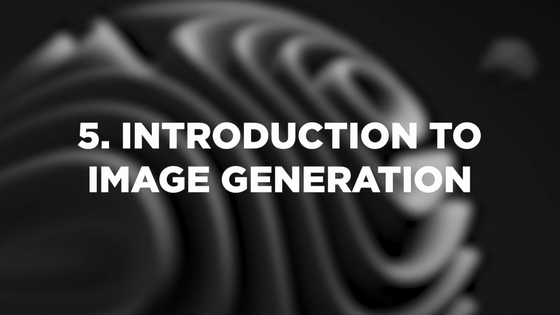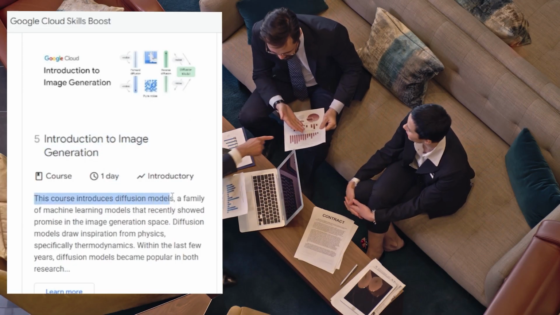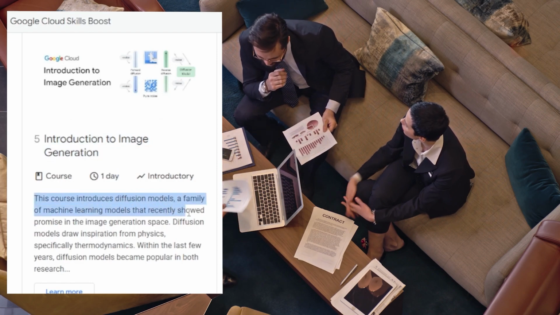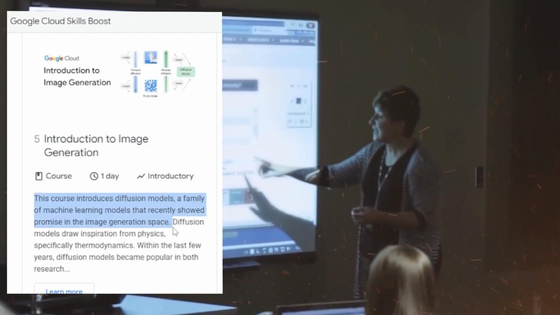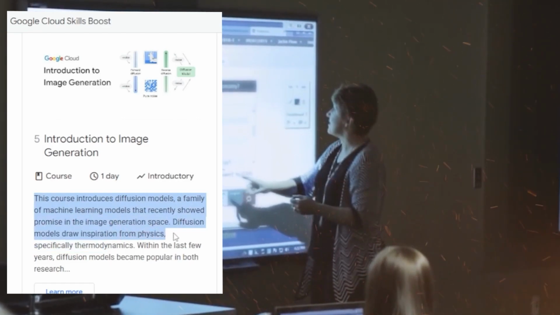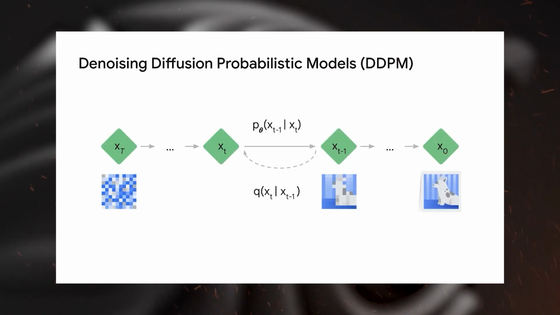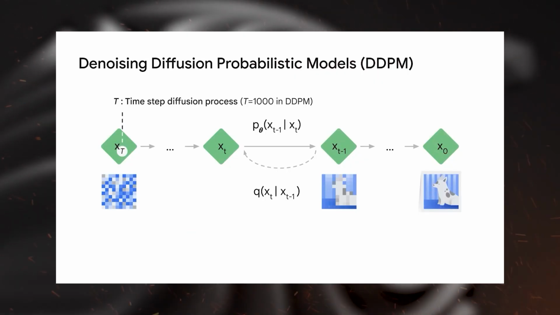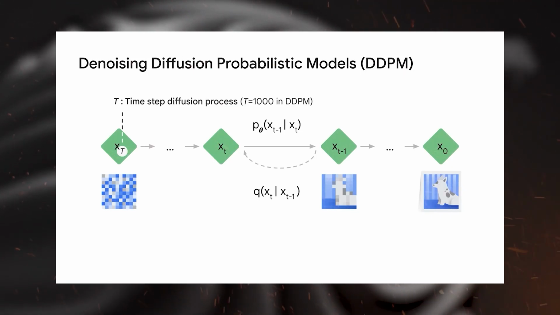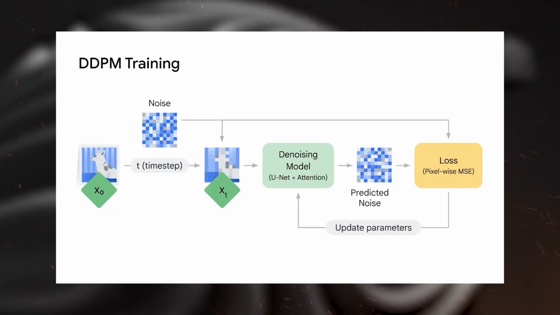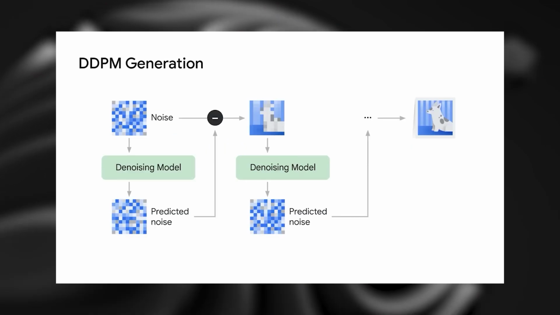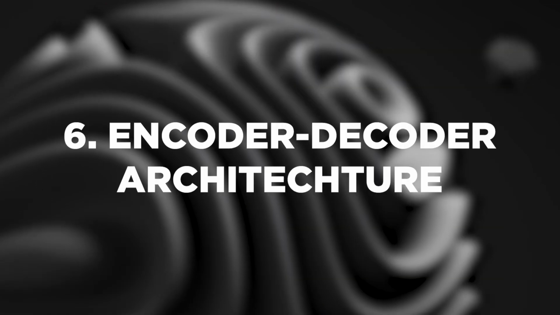Introduction to Image Generation. This course talks about diffusion models, a family of machine learning models that recently showed promise in the image generation space. Diffusion models draw inspiration from physics, specifically thermodynamics. Diffusion models are a really important part of AI technology, and this course talks about them in detail.